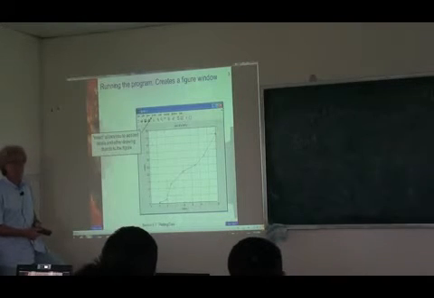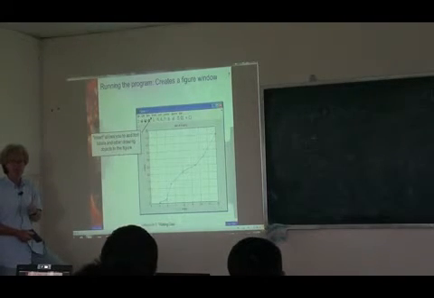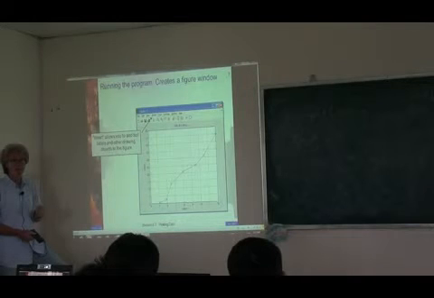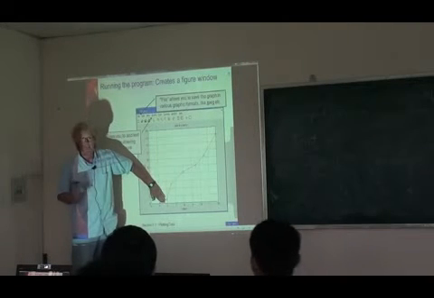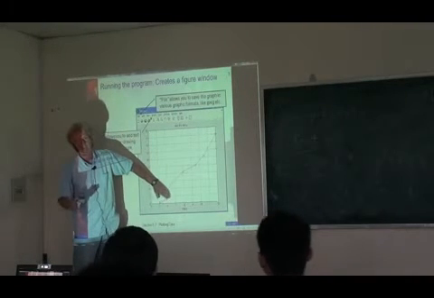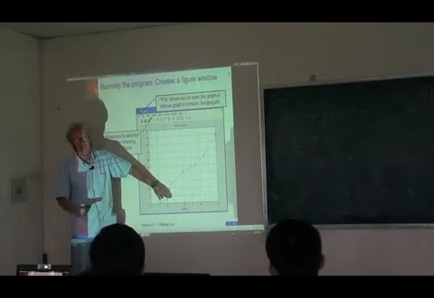So there are the two plots. Now he plotted the same data twice. Once he plotted it with the red circles. So if that was the only thing you put in, you wouldn't see the blue lines. The blue line came from the second command.